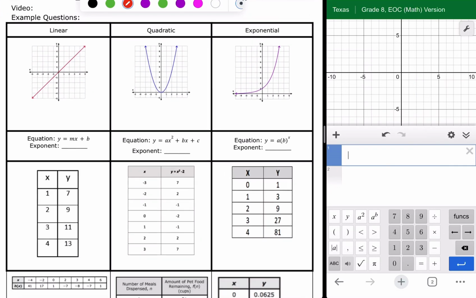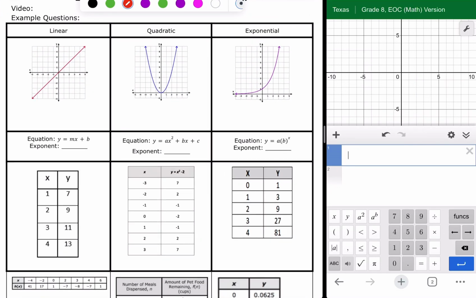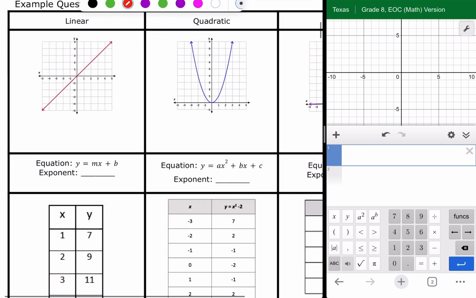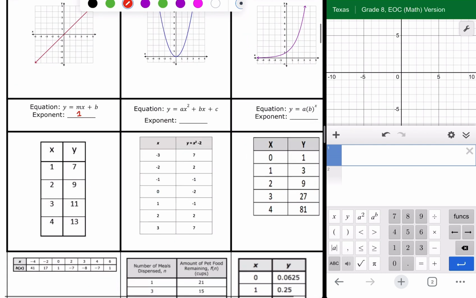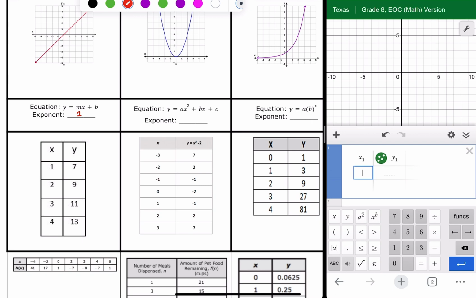All right, so today we are going to talk about linear versus quadratic versus exponential. Remember, in a linear equation, it's always going to be y equals mx plus b. Our exponent is 1, the little 1 here, but we don't ever really talk about it. And remember, when we have the table, we go to Desmos and put the table in.